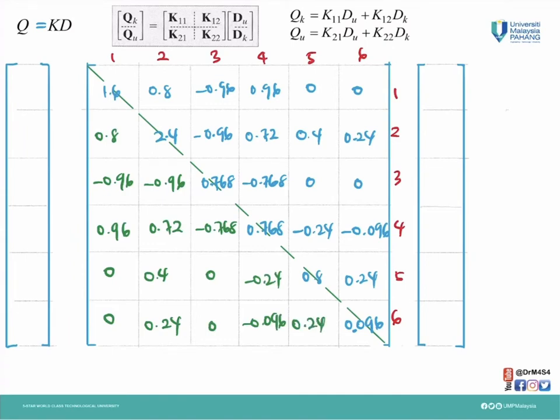So this is your Q equal to, we take our EI out because it's constant, and we already determine our known and unknown. So the known is D1 and D2, and for D3, 4, 5 and 6 is known, which is 0. So 0, 0, 0, 0. So this is the line between known and unknown.